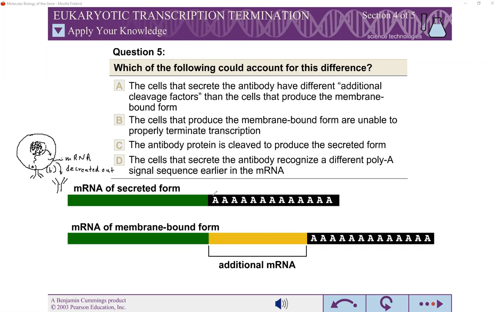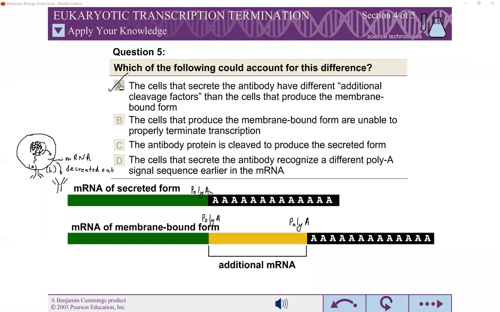Now the mRNA has to be cleaved. How is the mRNA going to be cleaved? You cannot have two different types of poly A signal sequence in the case of mRNA, because if you have a poly A signal sequence present here, you cannot have another present here, so that the cleavage can take place. If there were two, it could cleave here, or it could be cleaved from here. So the only logical explanation seems to be: the cells that secrete the antibody must have additional cleavage factors than the cells that produce the membrane bound form of the antibodies.